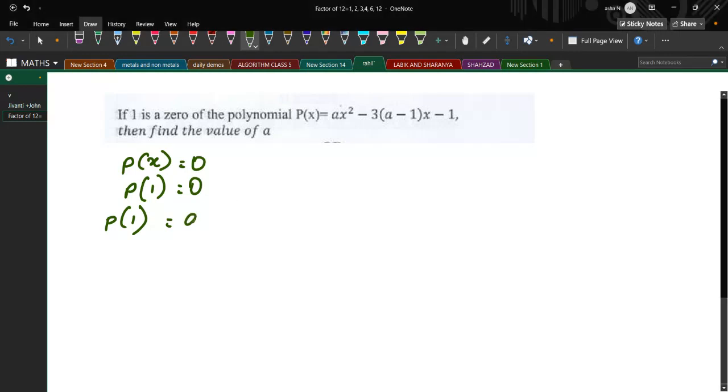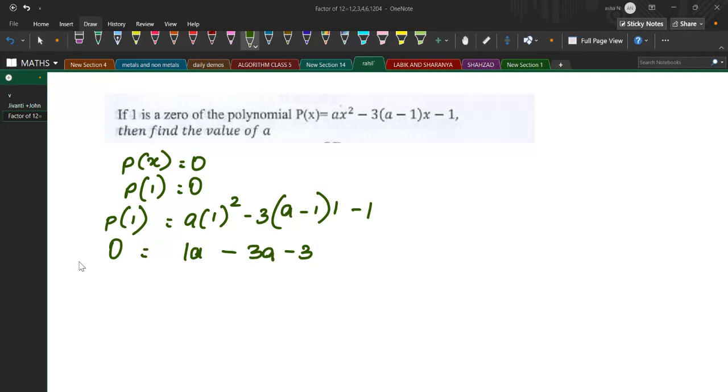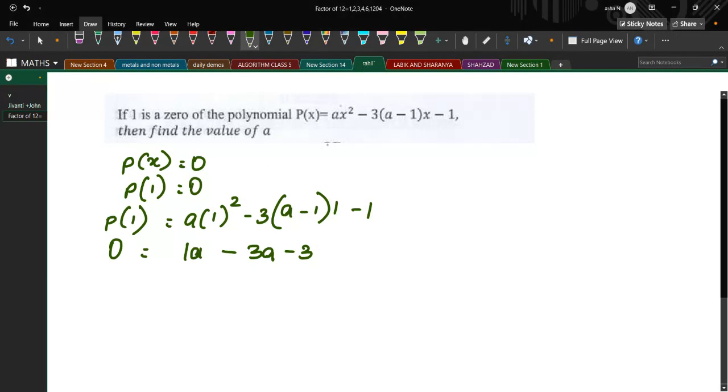So a into the whole square minus 3, and a again, then minus 1 times x, which is 1 minus 1. And here we will write 0. So 1 is 1a minus 3 into a, 3a minus 3, and that bracket. So we can use plus 3 minus 1. X minus 1, 1 minus 1 we will do here, which is 0.